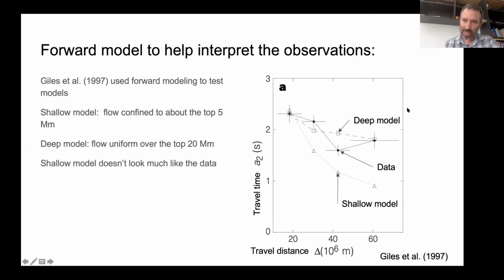And so the nice thing here is that just by doing a couple of simple forward models, you already get an idea about what the data are telling you. It looks more like the meridional flow is a deep thing than a shallow thing. So that's already interesting.